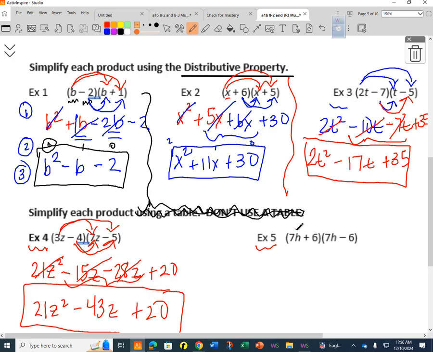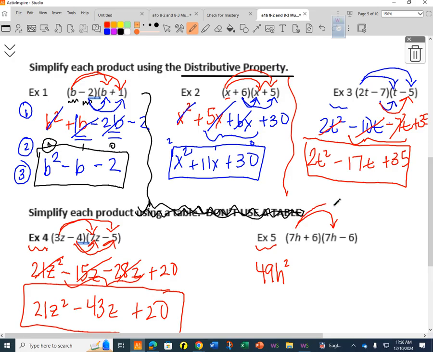Yes, 7h times 7h. That's right. We're distributing that first term here to the first term there. What's 7h times 7h, Jeremiah? 49h. Does it have an exponent on it? Yes. Remember, you add h's, you don't change the exponent. If you multiply variables, you have to change the exponent. H times h is h squared.